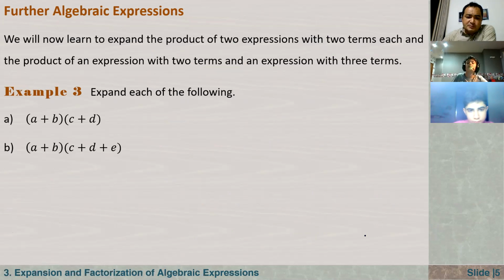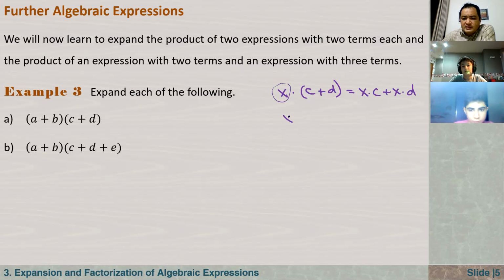Now we will expand. Let me just write here: x times c plus d, right? And how do we distribute this over c and d? That's equal to x times c plus x times d. And this x can be anything.